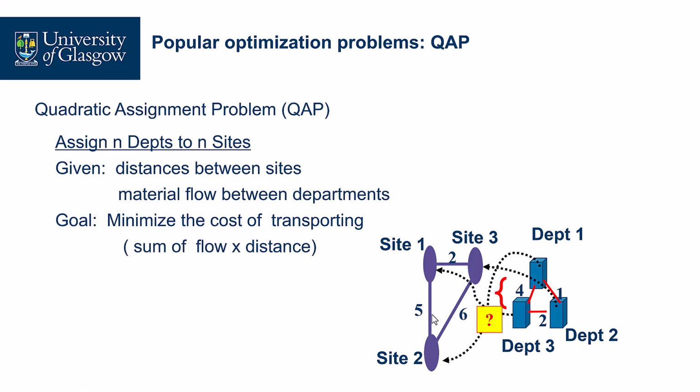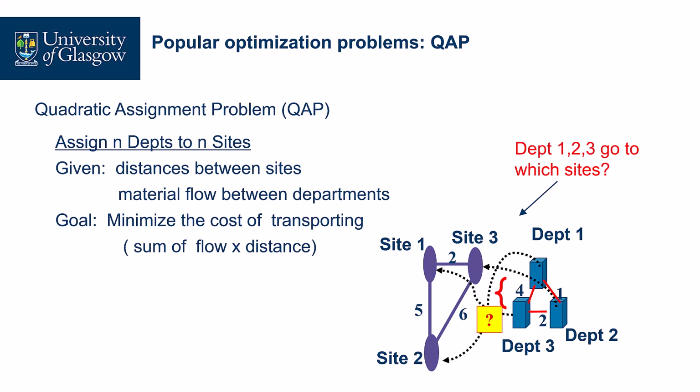After we allocate the departments to the sites, the material flow and the distance match each other, and we can calculate the sum of them. So for this problem, what is the question? Departments 1 to 3 should go to which sites? In that way, we can minimize the total cost of transporting.